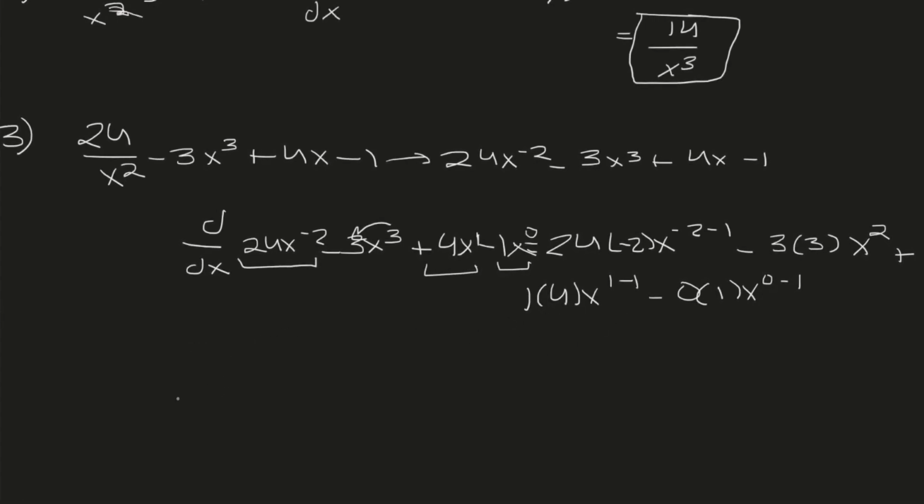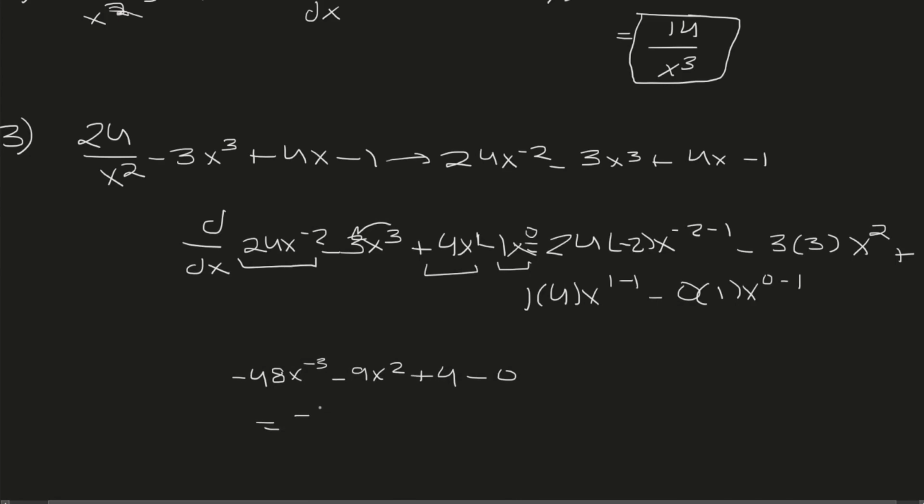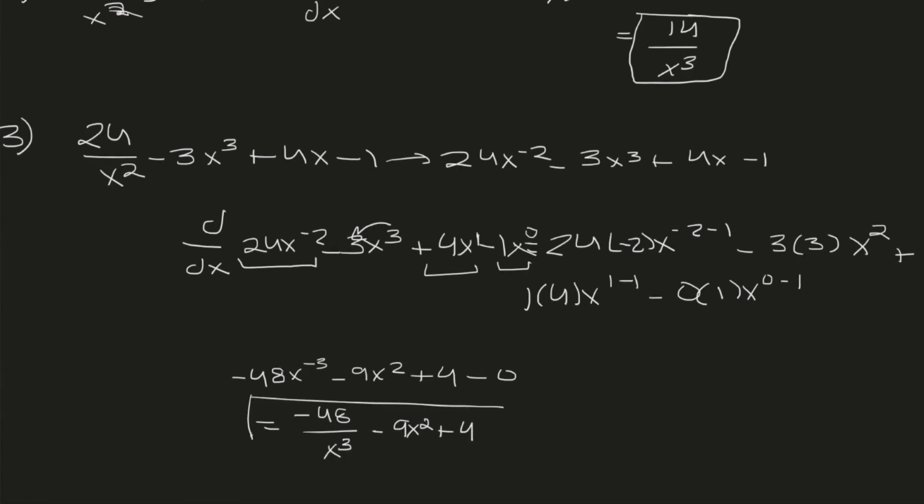And let's evaluate all that out. So negative 48 from the 24 times negative 2, x to the negative 3, minus 9x squared plus 4 minus 0, which gives us a final answer of negative 48, moving the x cubed term to the bottom, minus 9x squared plus 4. And that's the derivative of this equation.